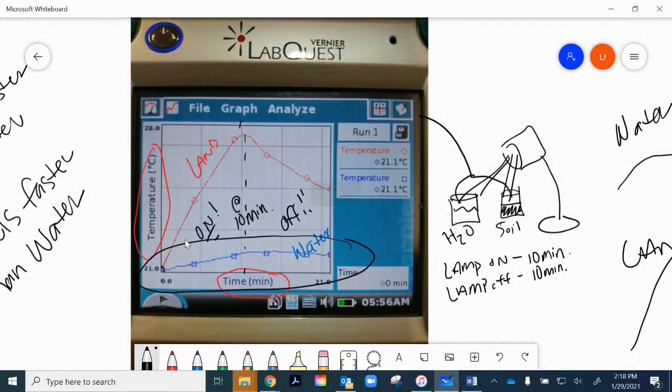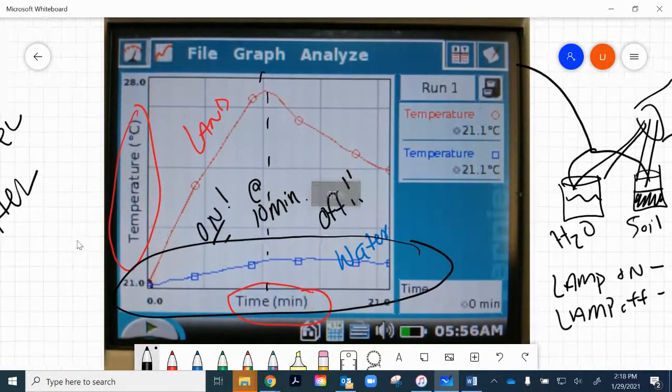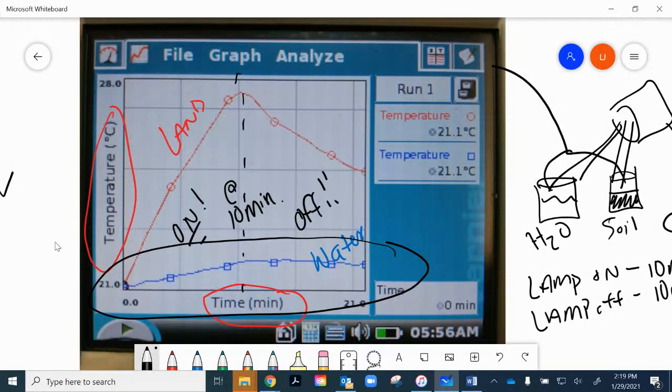How does land and water heat and cool? Once again, land heats much faster. And then when you turn off, so right here, I turn off the heat, land cools much faster than water does. Water actually will hold in some heat for a while, interestingly enough. So that shows us the data right there that kind of explains to us what it is.